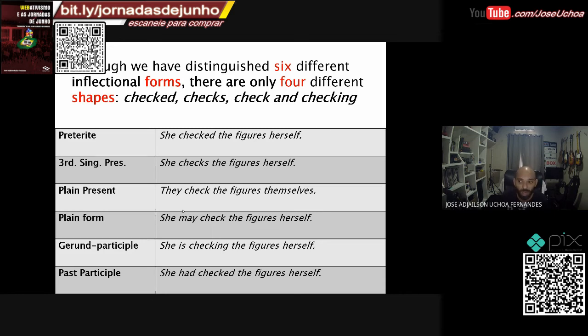Shape tem a ver com a grafia. Forma tem a ver com a função, né? Form, shape. Para traduzir isso é osso, porque assim, quando eu traduzo shape, eu também tenho forma, formato, né? Shape is related to spelling. Form is related to what I can do to create verb tenses. Ok?